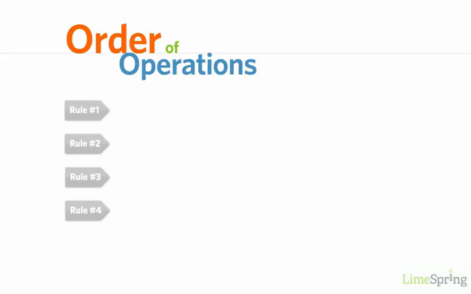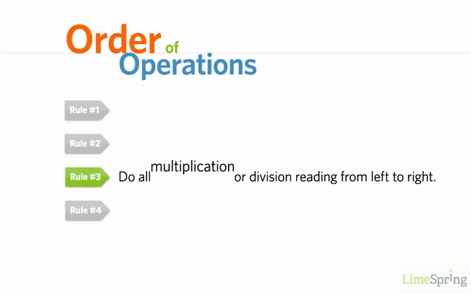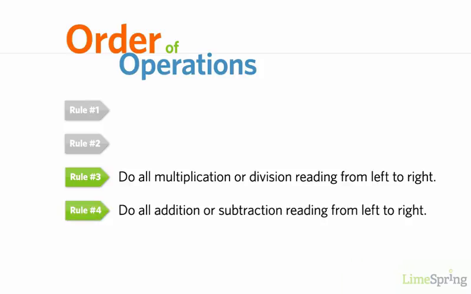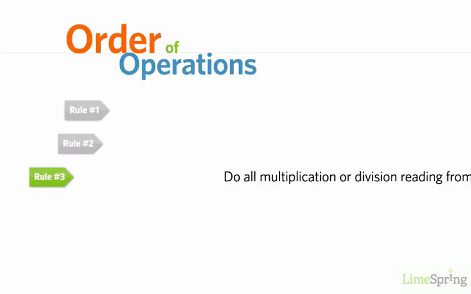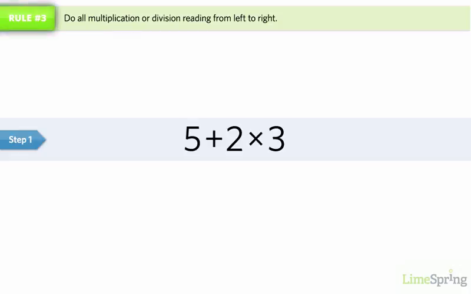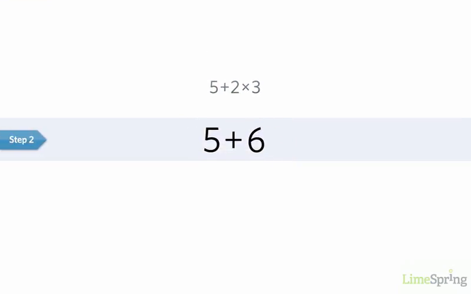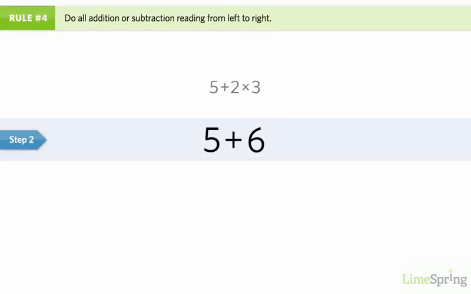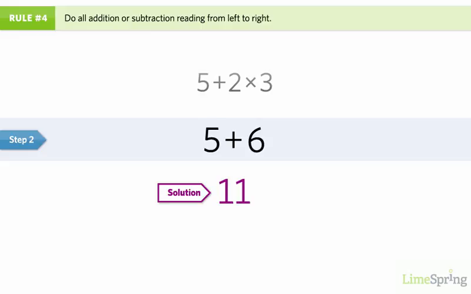So let's try a couple of problems that highlight rule number 3, which says to do all multiplication or division by reading from left to right, and rule number 4, which says to do all addition or subtraction by reading from left to right. To see these rules in action, let's simplify the expression 5 plus 2 times 3. We start with rule number 3 and multiply 2 times 3 to get 6. So we can rewrite our problem as 5 plus 6. Given that there is no more multiplication or division to do, we can now move on to rule number 4 and add 5 plus 6 to get 11. So 11 is the simplified form of the expression 5 plus 2 times 3.